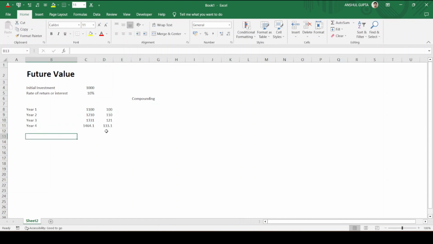So moving forward, what if I ask you to calculate the value of this 1,000 rupees after 25 years? You can manually type in like this: year 4, year 5, year 6, year 7, year 8, year 9 until year 25. But it's not really feasible for us to calculate like this because it will take too much time. So we have a formula for this as well. So what is our question?